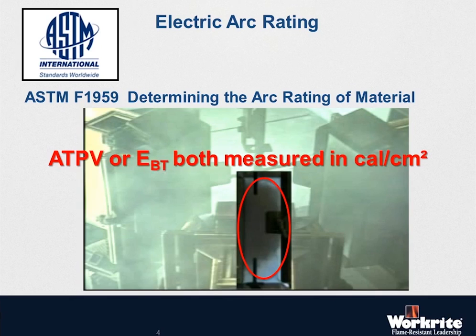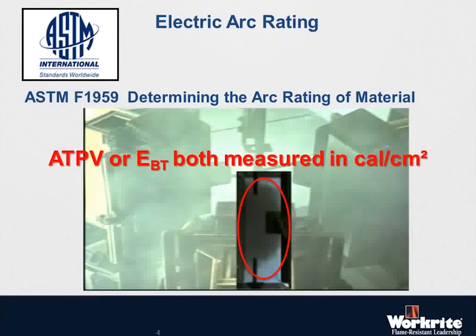So that particular test, as I said, is run multiple times for any given fabric to come up with the arc rating for the specific fabric, always measured in calories per square centimeter. It's a test that has to be run if there's any changes made to the fabric, whether it be in the weave, in the yarns, in the processing to make it flame resistant. Anytime there's a change, this test has to be rerun to validate the arc rating of that particular fabric. And that's what you'll see on the garment.